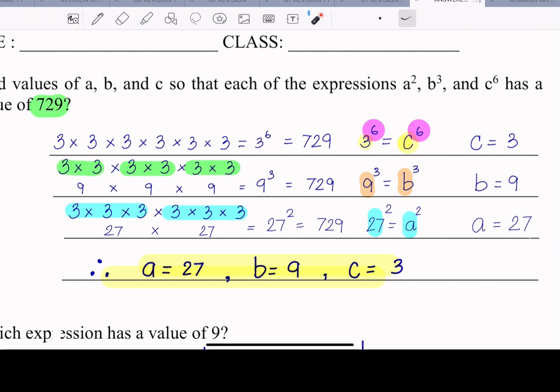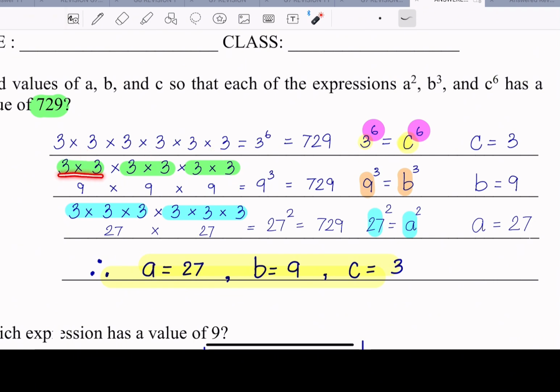Next, same expression. All we have to do is group them, and we need 3 groups. At first, we have 6 numbers. Now from 6, we are going to group them into 3. So there will be 2 numbers in each group. That is why we group them. First group, second group, third group. So 1, 2, 3. It seems like this is the exponent. First exponent, second exponent, third exponent.